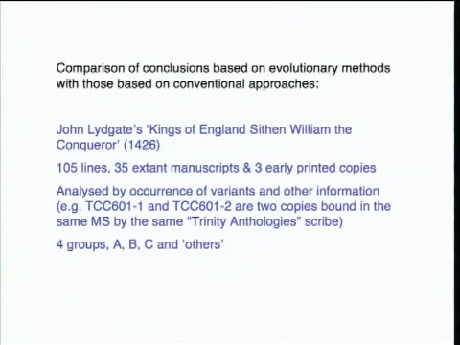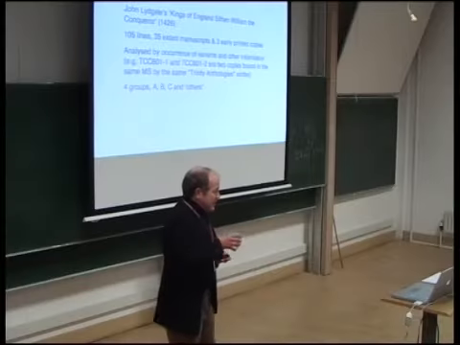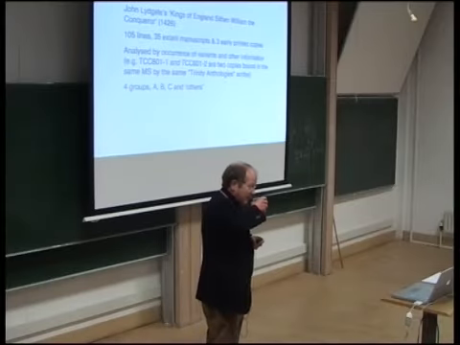So we took a set of historical poems called The Kings of England Since William the Conqueror, which is a set of verses about British kings, 35 extant manuscripts and a few early printed copies. And we got our colleague Lynn Mooney, who's a manuscript expert, to analyze these using the kind of conventional approach and to group them in the way that she thought was accurate, using historical information as well as the textual information. And then we compared her results with results that we got using a phylogenetic analysis completely independently of her. So Lynn identified 4 groups, if you like, of the manuscripts, A, B, C, and then others that were difficult to classify.